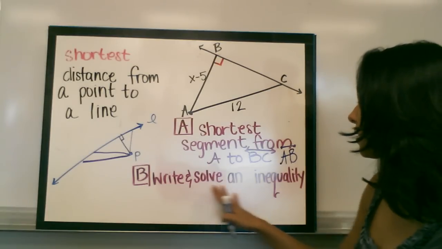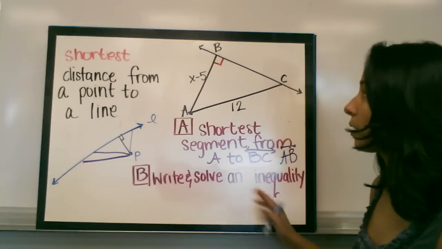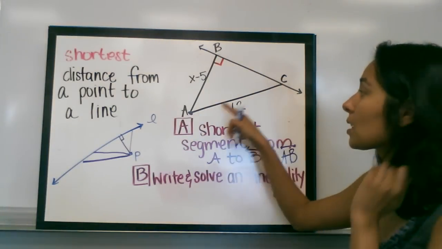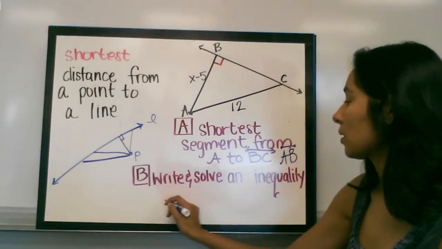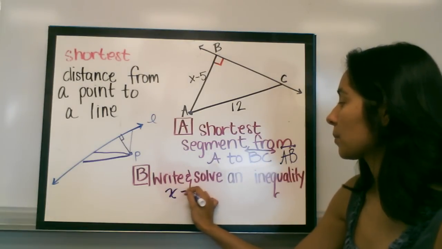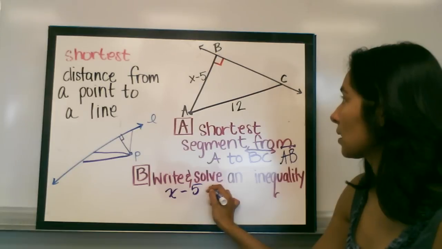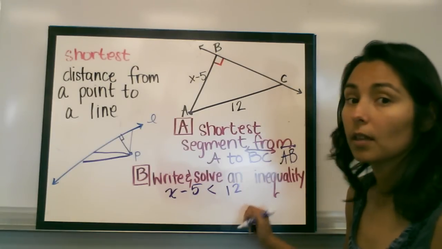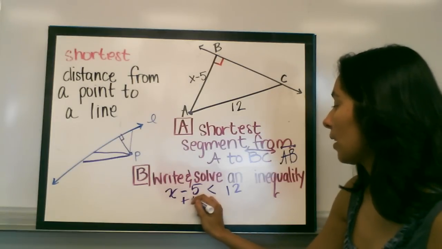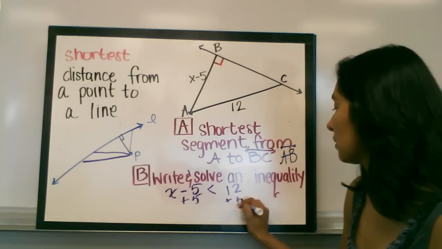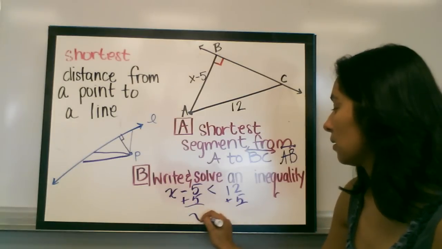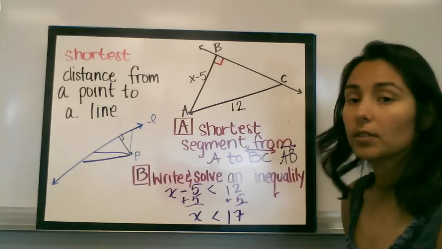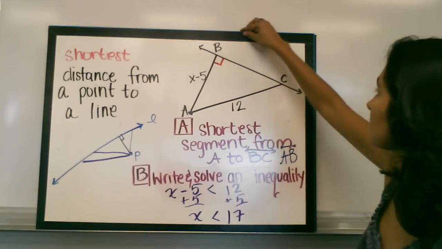Part B says write and solve an inequality. Well, we know that if this is the shortest segment, then that means AC is longer. So my inequality is going to be x minus 5 is a smaller distance, or less than 12. Then you can solve: add 5 to both sides. You get x is less than 17.